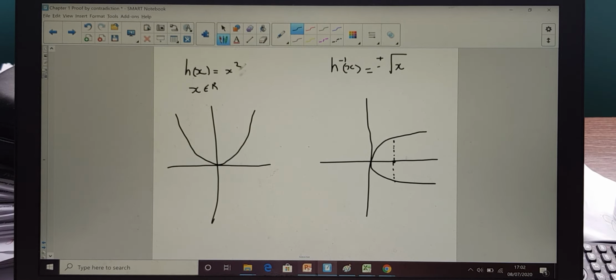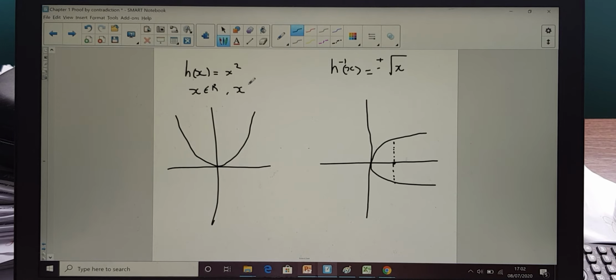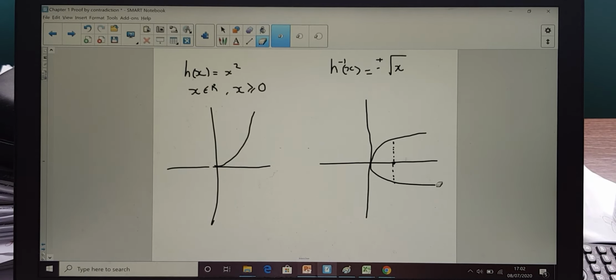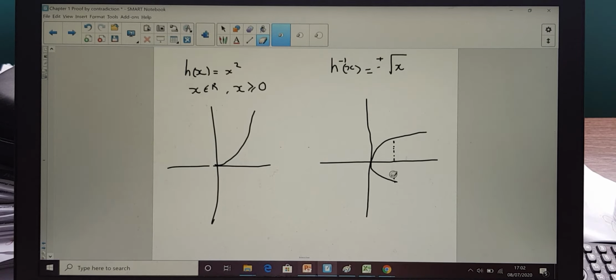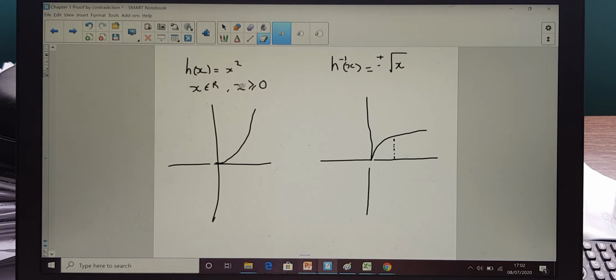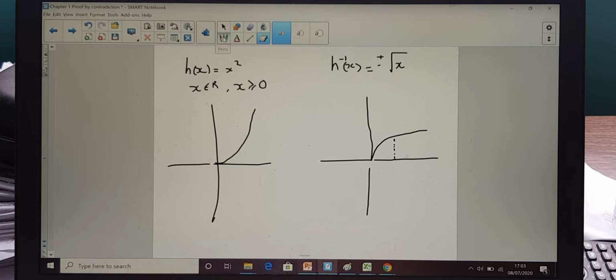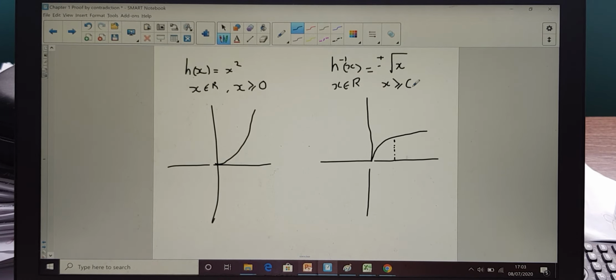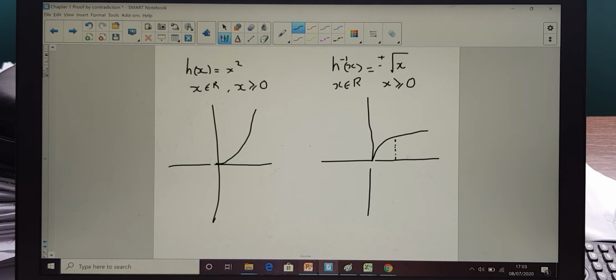If, however, I stipulate that x has to be greater than or equal to 0, that means this bit goes, which means that this bit will go. And because doing that, so saying that has made it a one-to-one function, which means it can have an inverse function. And again, in this case, it will mean that my minimum value will be 0. This can only be the positive solution for that.